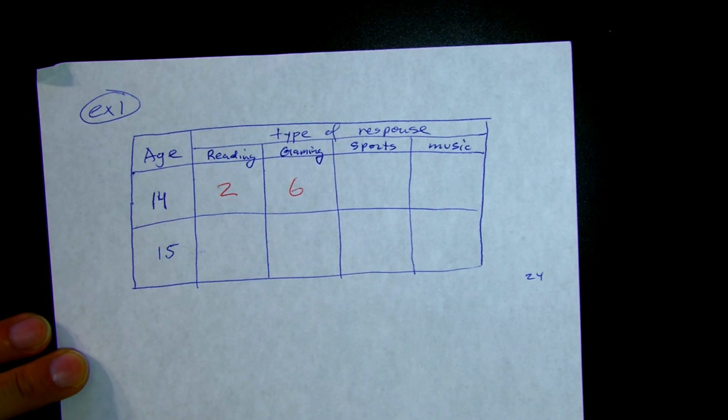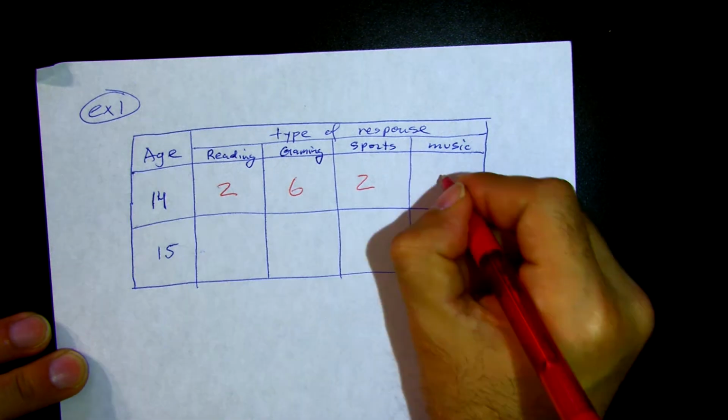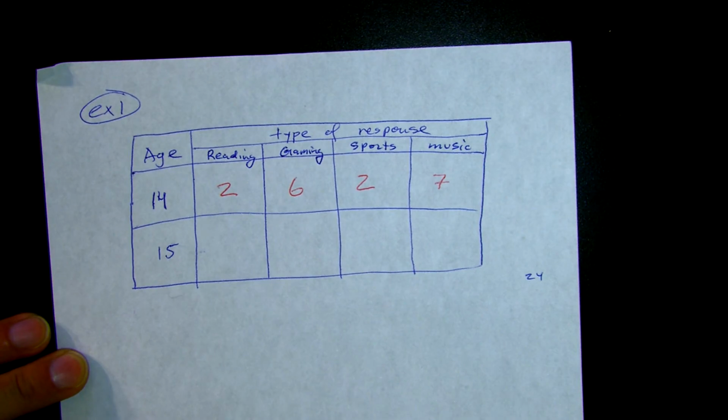All right. Let's see. 14-year-olds that like sports. 1, 2. 2. 14-year-olds that like music. A lot of people like music. Let's see. 1, 2, 3, 4, 5, 6, 7. All right. That's enough to get our marginal value. Maybe find the marginal value for 14-year-olds. We're going to input that as we go. All right, let's see. 15-year-olds that like reading. 1.